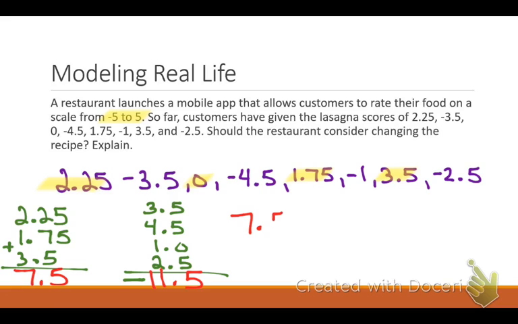Okay, so here's what I have. 7.5 minus 11.5. What's 7.5 minus 11.5? -4.5. No, -4. All right, it is -4. Good job.